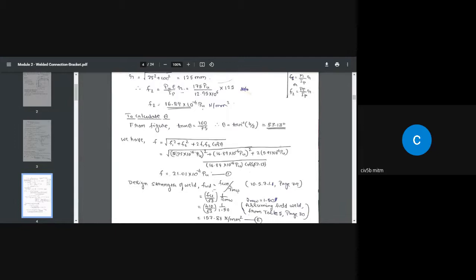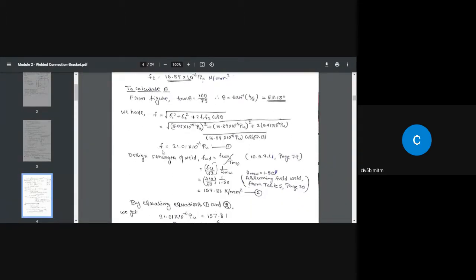So once you have the values of F1 and F2 and theta, go ahead and find out F value. Whatever value of F you get is going to be in terms of PU, because PU is the unknown you need to find out first. Whatever value you get is going to be in Newton per millimeter square. Remember, the unit of F is Newton per millimeter square. Once we have the resultant stress of the critical area of the weld, then we are going to find out what is the design strength of the weld.